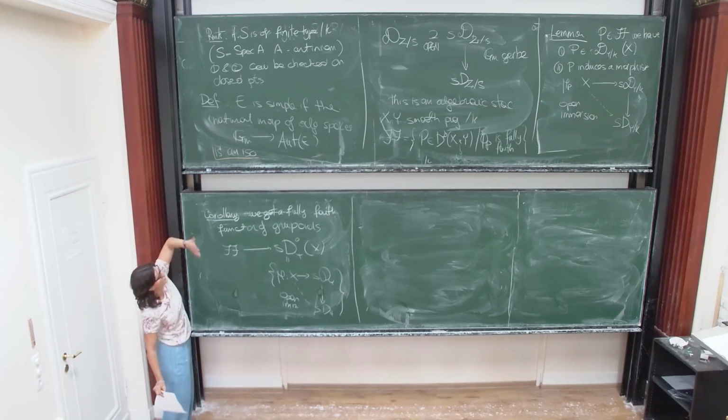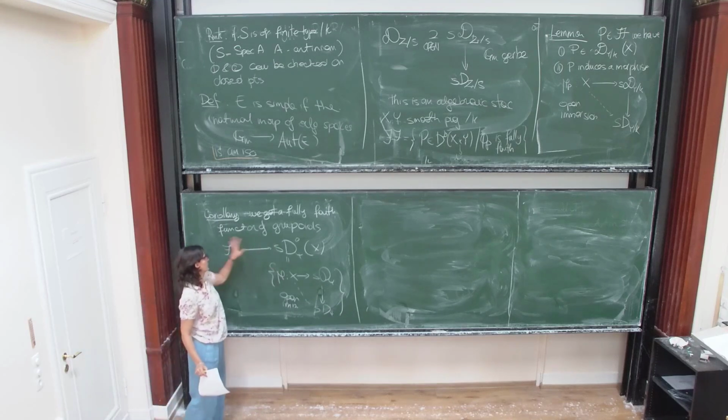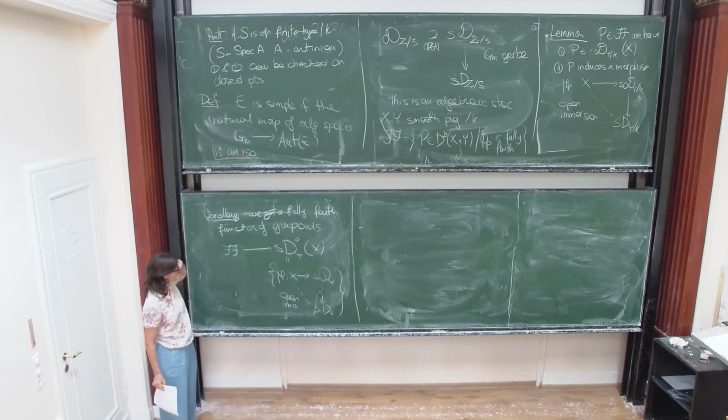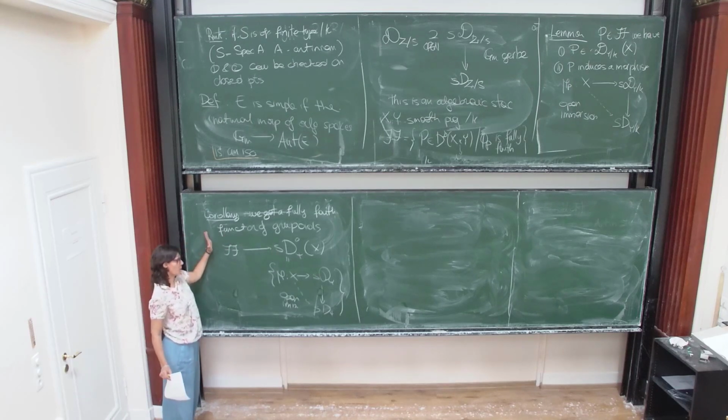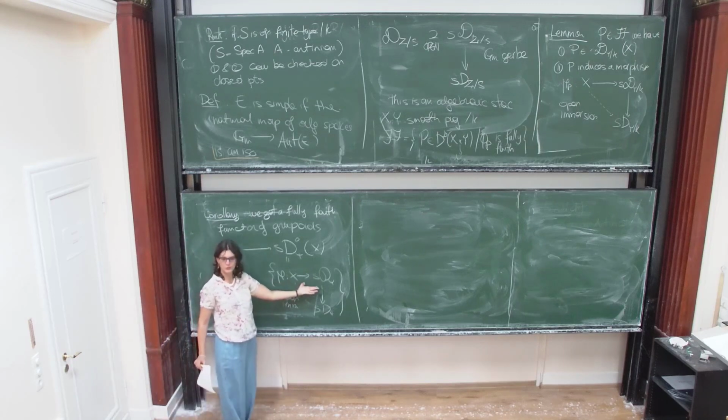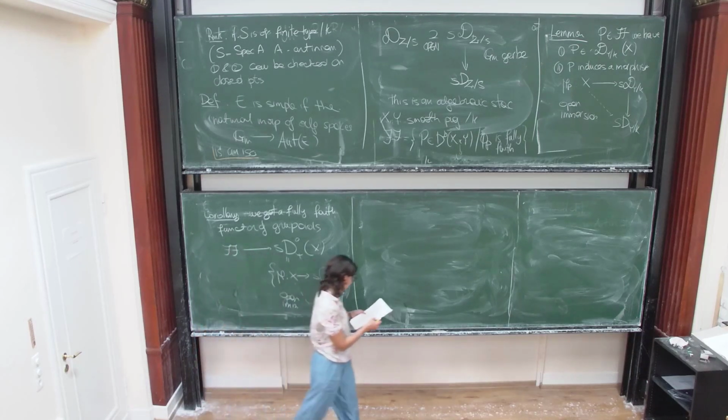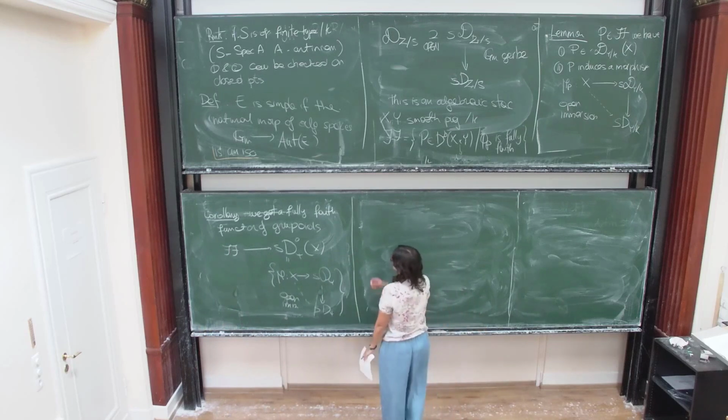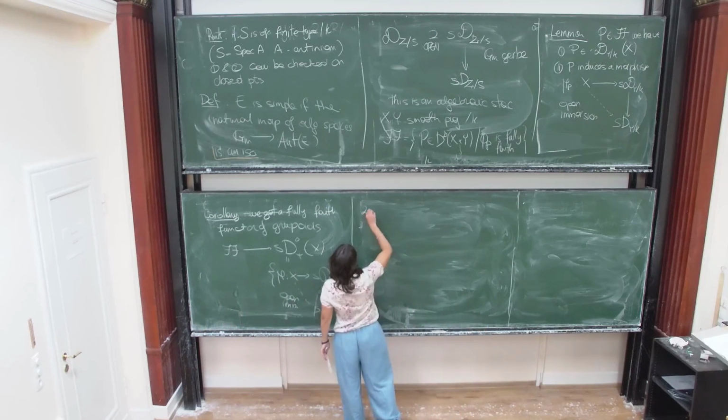So as a corollary of this lemma, we get this fully faithful functor of groupoids. So basically, for any perfect complex we induce an open immersion of moduli spaces. And this is what we go back to: the lifting problem.